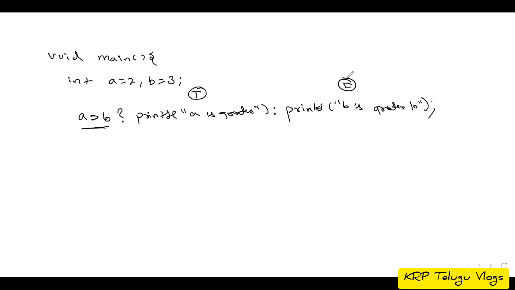Is a greater than b true or false? False. It will go and execute this statement, printf b is greater. B is greater will be printed here. So this is how we can find the greatest number without using if else. Is that clear? Understood? Yes, sir. Okay, note down this.